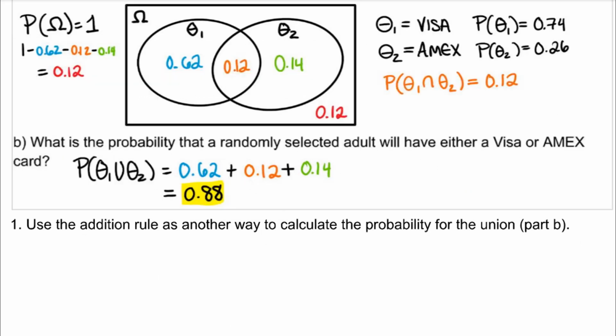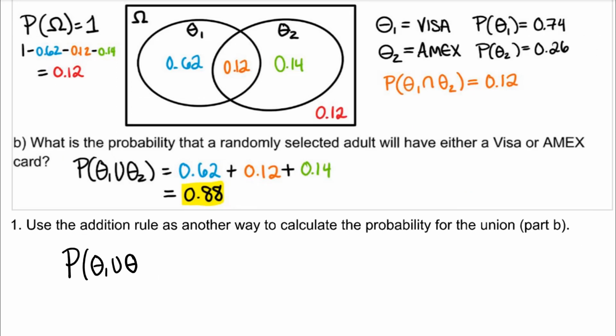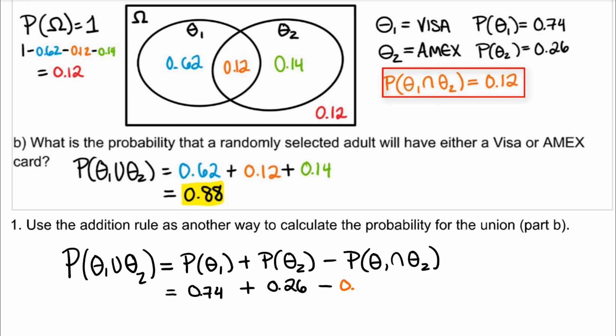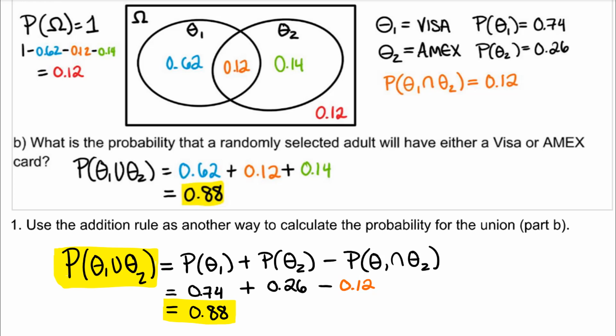Number 1, use the addition rule as another way to calculate the probability for the union. So the probability of theta 1 union theta 2 is equal to probability theta 1 plus probability of theta 2 minus the probability of the intersection. The probability of theta 1 is 0.74. The probability of theta 2 is 0.26, and the probability of the intersection is 0.12. This leaves us with 0.88. This formula is especially helpful to calculate probabilities without having to draw out a sample space.